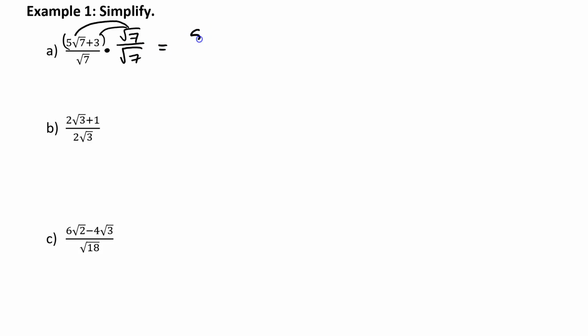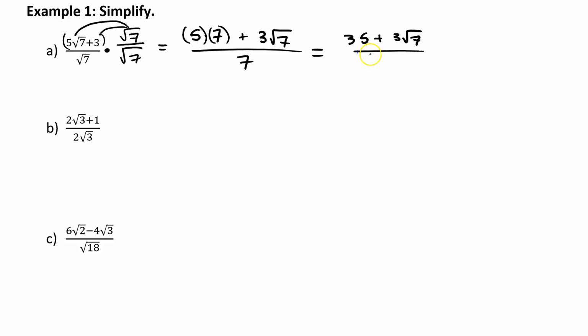So I have 5 times root 7 times root 7, so that is 5 times 7, plus 3 times root 7, all over root 7 times 7, which is simply 7. So many 7s. So that is 35 plus 3 root 7 over 7. And we're done. We're done and happy because even though we have a radical in the numerator, we don't have one in the denominator, and that's good.